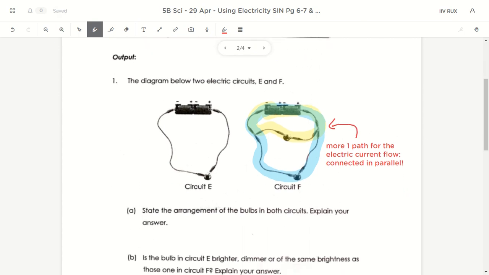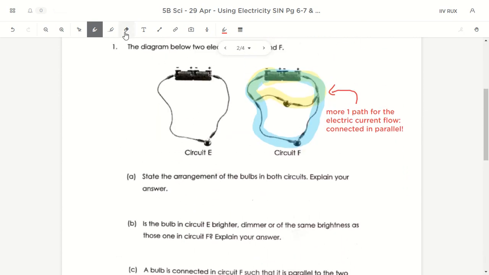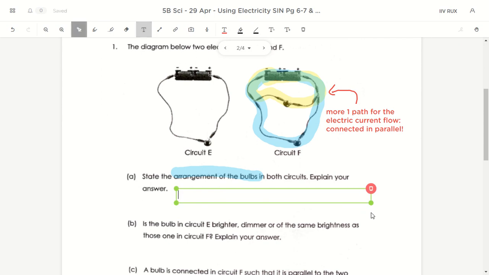Okay, so let's answer the first part first. So again, what is the arrangement of the bulbs? Okay, the arrangement of the bulb is in parallel. And how do I know? Because there's more than one path for the electric current to flow. Okay, this is in F, so let's write in F first. In F, the bulbs are arranged in parallel.